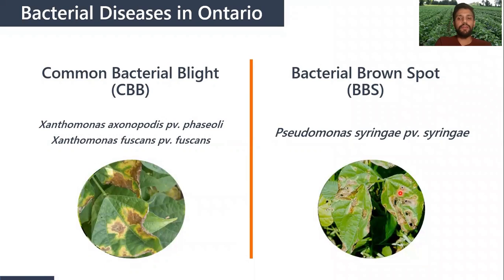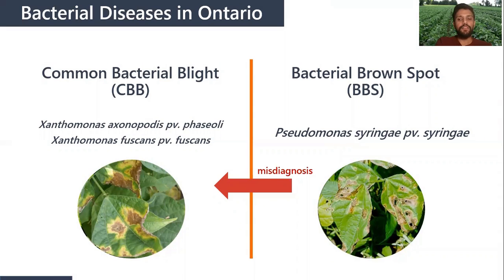The most frequent bacterial diseases in Ontario are common bacterial blight, or CBB, caused by two Xanthomonas species, and bacterial brown spot, or BBS, caused by Pseudomonas syringae pathovar syringae. Despite being caused by different pathogens, these diseases have very similar symptoms, as shown here in the picture. And since common blight is better known in the literature, brown spot tends to be misdiagnosed, which made it be sort of neglected for a long time.